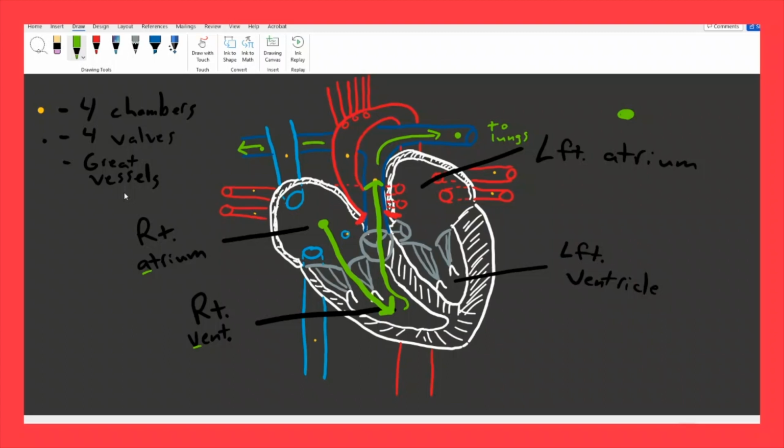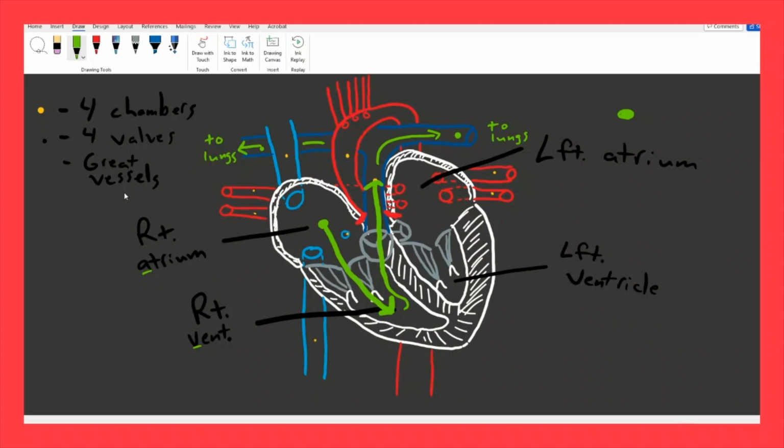The right atrium contracts, forces blood through the tricuspid valve into the right ventricle. The right ventricle contracts, forcing blood up and through the pulmonary semilunar valve into the pulmonary trunk, then into the pulmonary arteries, right and left, which go to the lungs. So we've already done the right side of the heart and the great vessel right here, the pulmonary trunk, attached to the right ventricle.